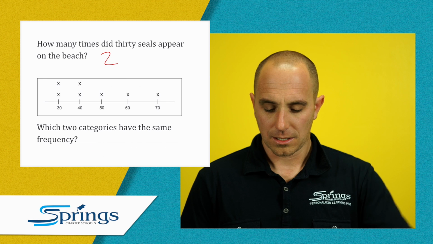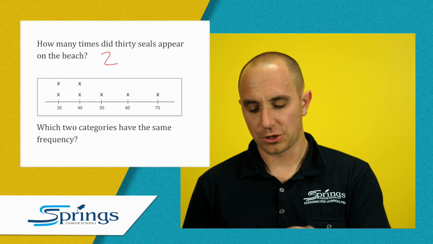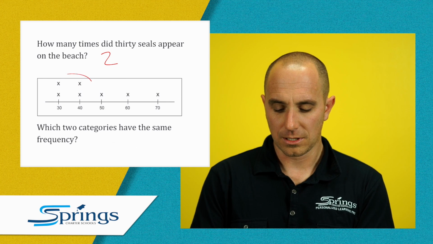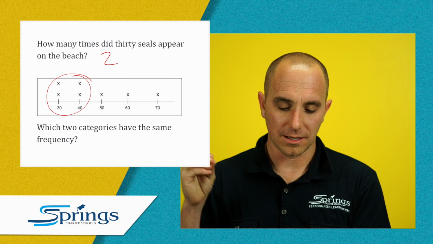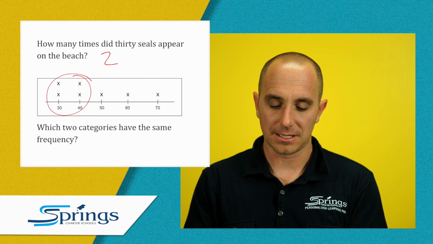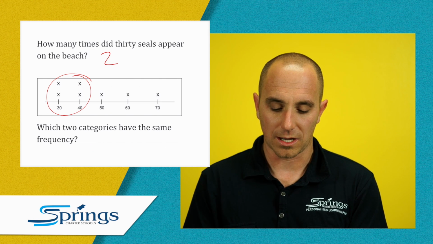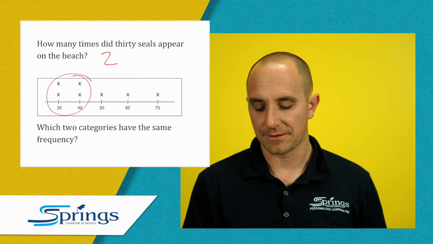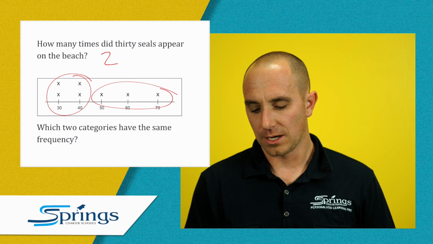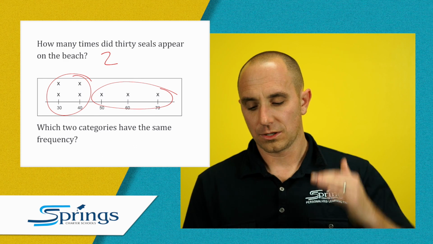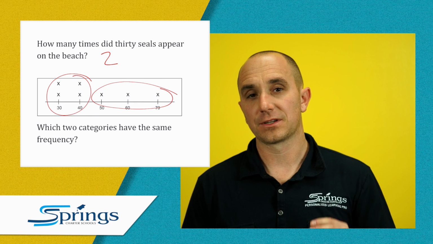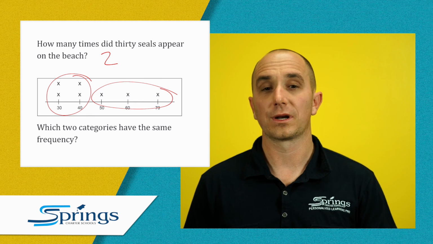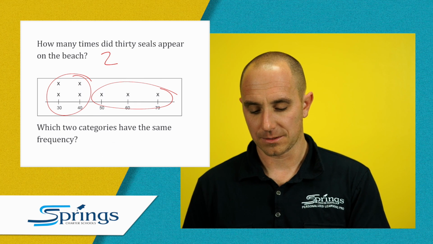So you can see here, which 2 categories have the same frequency? Well, 40 and 30 each had 2 times that they happened, and then 50, 60, and 70 had 1 each. So it says which 2 categories have the same frequency? Well, you can see that 50, 60, and 70 have the same frequency of 1 time, and 30 and 40 have the same frequency of 2 times.